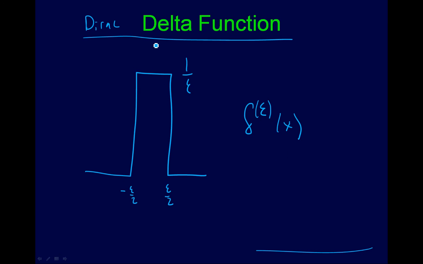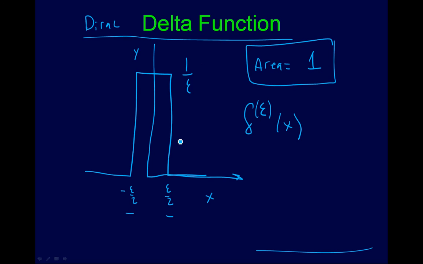And so this is some function. So here's my y-axis and my x-axis, like so. This function is defined as going from negative epsilon over 2 to positive epsilon over 2 and having a height of 1 over epsilon. All right, so the area in this box is 1. That's key to us.